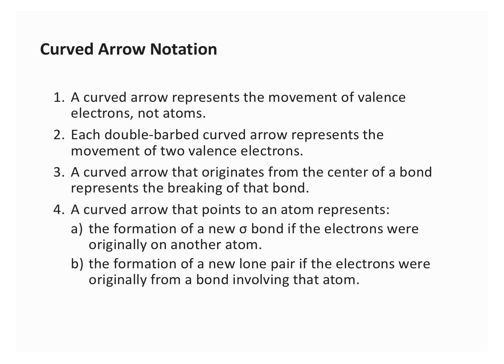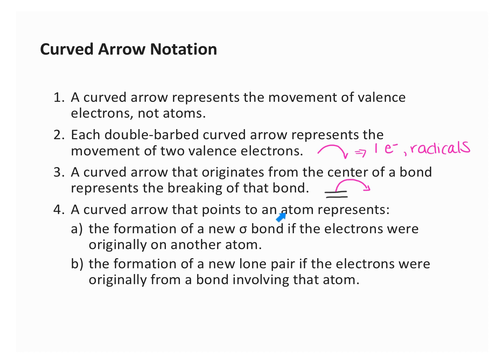Each double-barbed curved arrow represents the movement of 2 valence electrons. If you have a single barb like this, that is the movement of 1 electron, and you see that with radicals. Okay. A curved arrow that originates from the center of a bond represents the breaking of that bond. So let's say we have a double bond here, right? And the curved arrow starts here, right? And we end up with a single bond. That's showing the breaking of that pi bond. Those are the electrons that are moving, right?